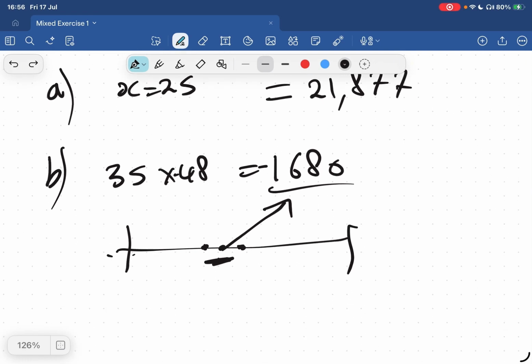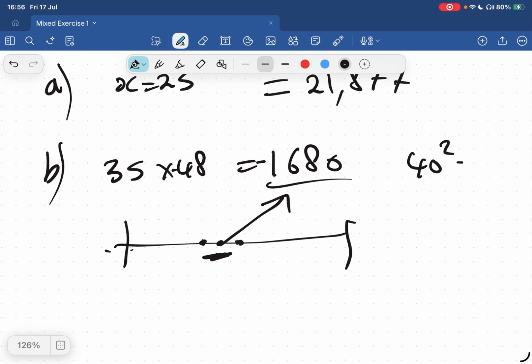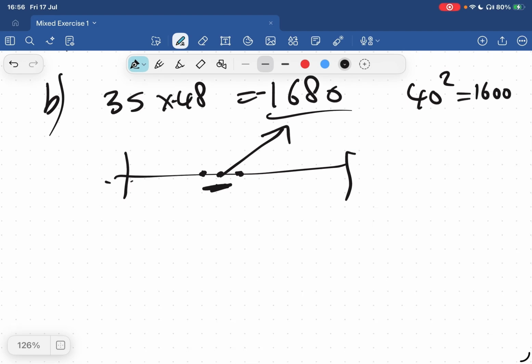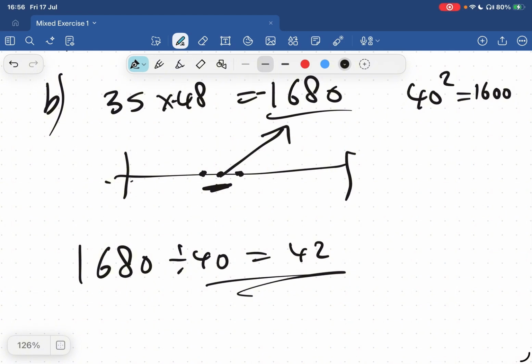You can square root it, and that can be your starting block, and then you can work around there. Or here, I know that 40 squared is 1,600, and that's very close to it, so I'm going to divide by 40 and see what I get. When you divide by 40, you get 42, which is exactly what we want.